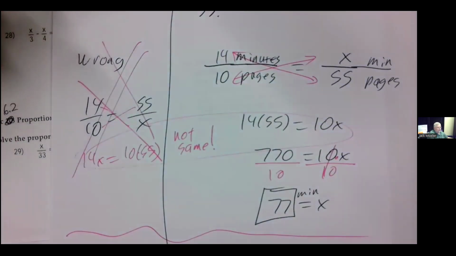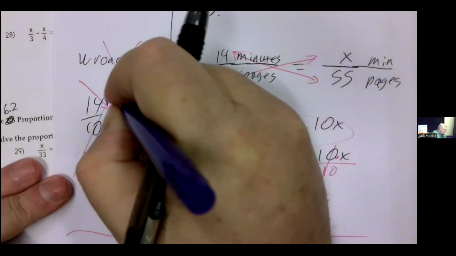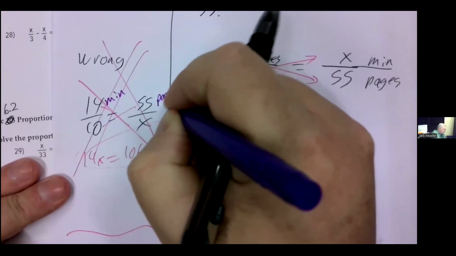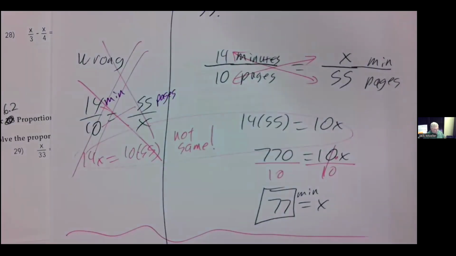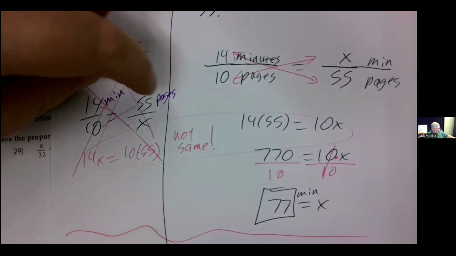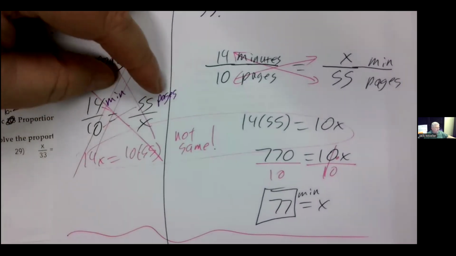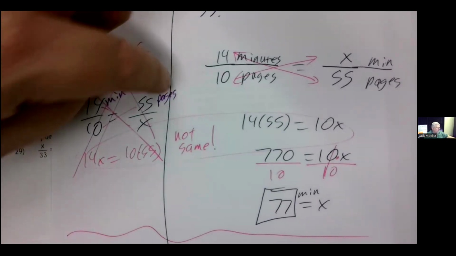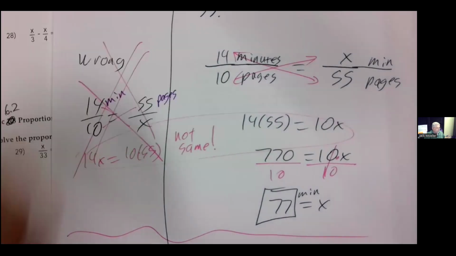And why is this wrong? Well, that 14 is minutes, and that 55 is pages. So when you're setting up your proportion, top to top, side to side has to be the same. If it's minutes over here, it's going to be minutes over here. Pages, etc. All right. I can't emphasize enough the importance of those units.